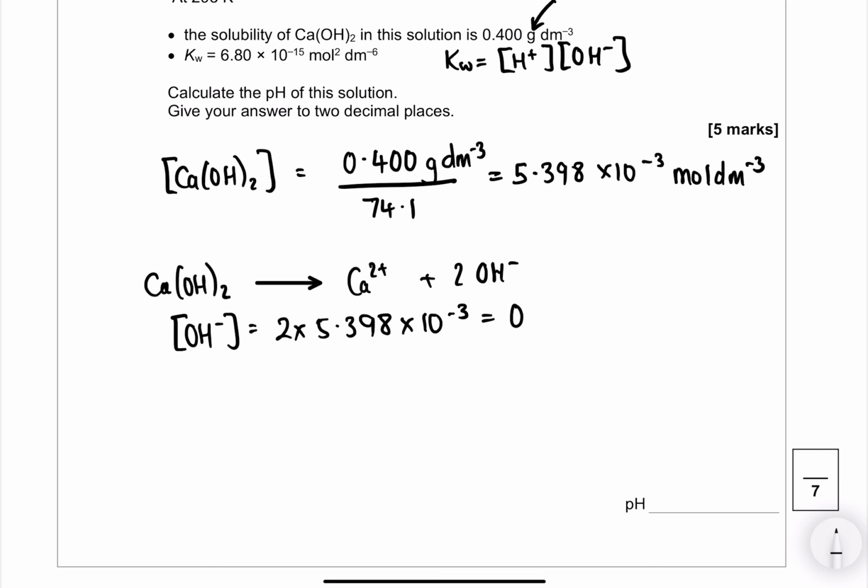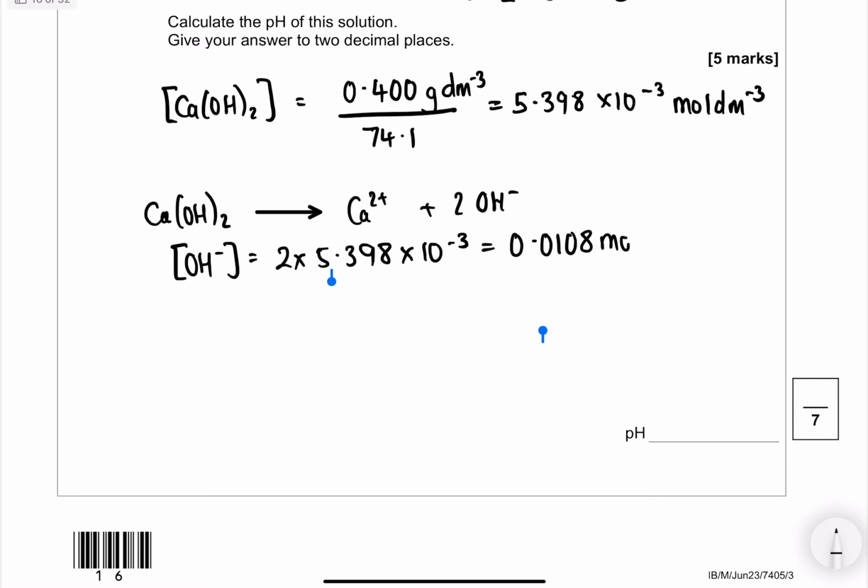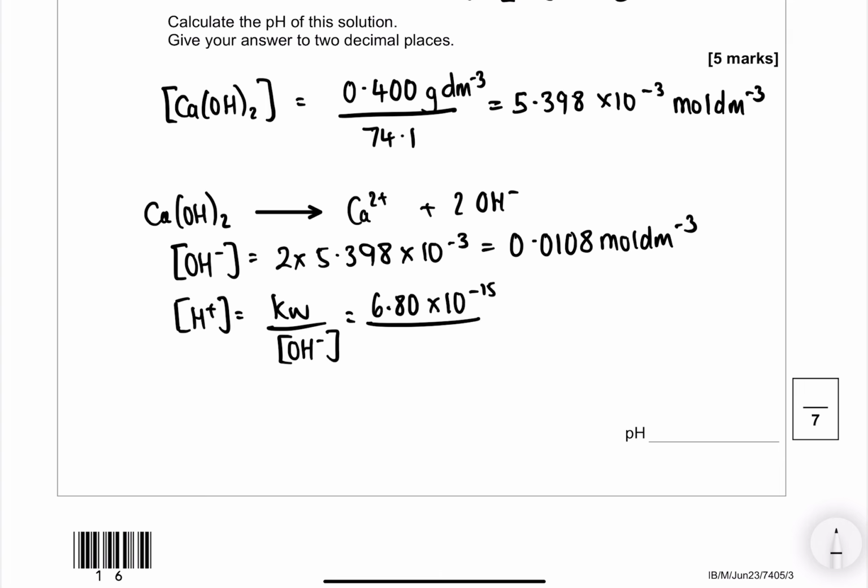0.0107, round that up because it's 79, so 0.0108 moles per decimetre cubed. And then we can use Kw to get H plus. So H plus is Kw over OH minus. So 6.80 times 10 to the minus 15 divided by 0.0108.